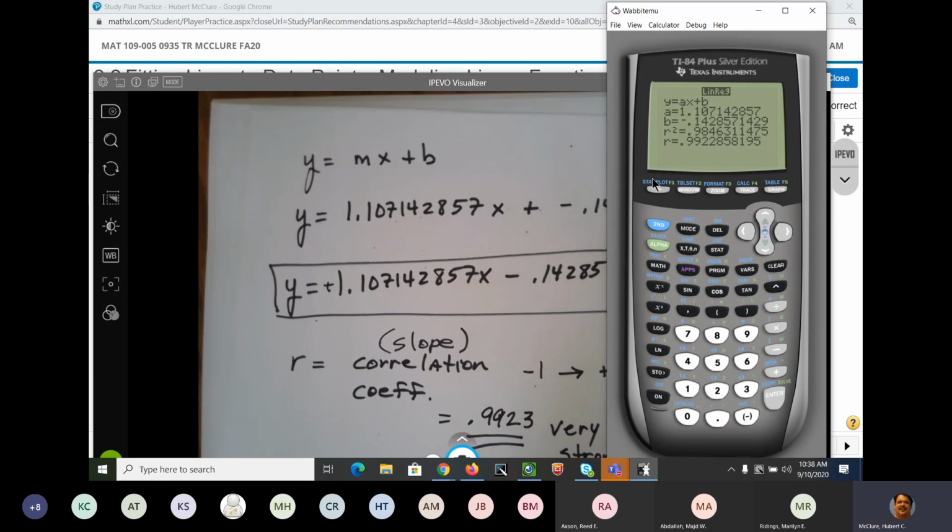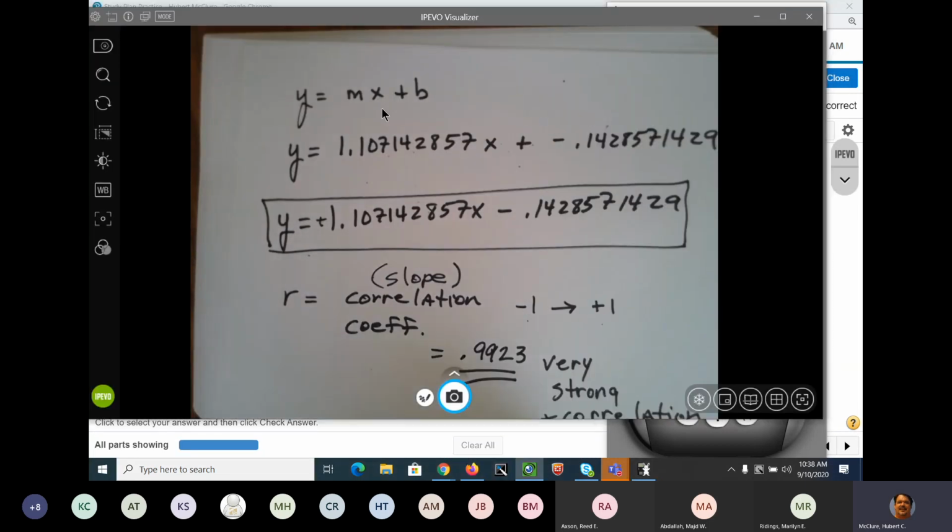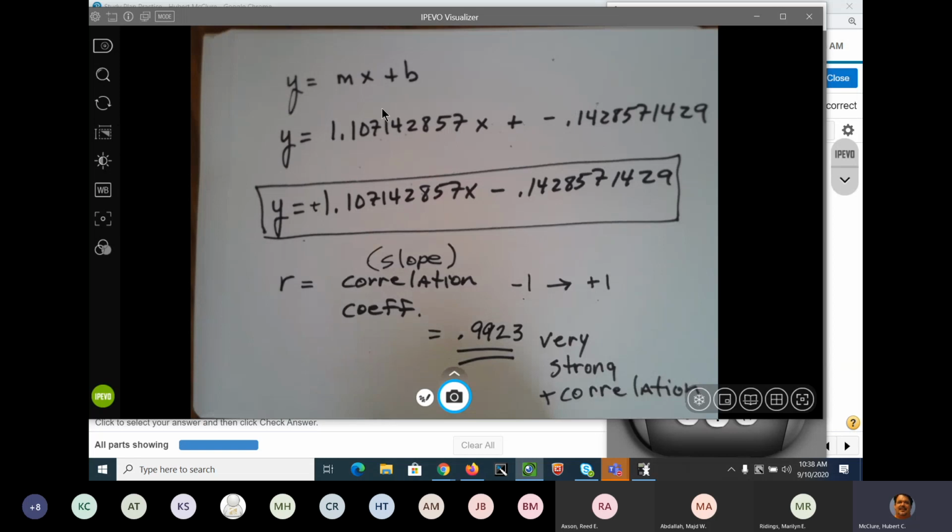Now, what does that mean? That means that there's a pattern in the dots. Does it mean that something causes something else? No. That's called causality, and we're not going to get into that here. But it has a strong correlation. Oops, can't see all my writing, I'm sorry.